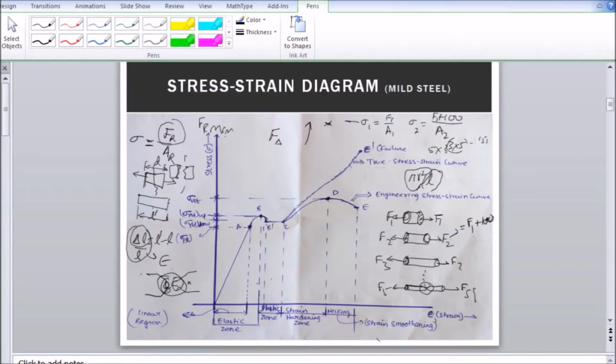This ultimate breaking happens at E. From D to E takes very little time. Once this is reached, we have crossed the entire limit and the specimen is ready to break. So now we are not going up to that point. Now let us focus here. This is F3, and here the length is further increased. Let F3 be F2 plus 100, that means F1 plus 200.